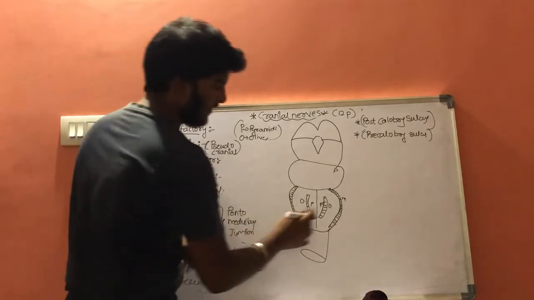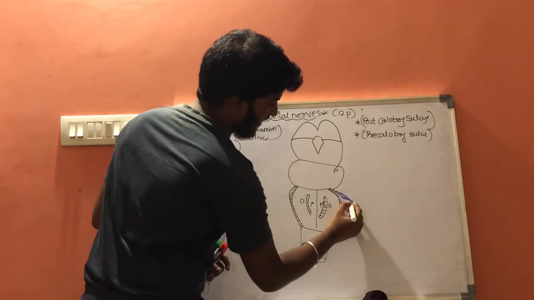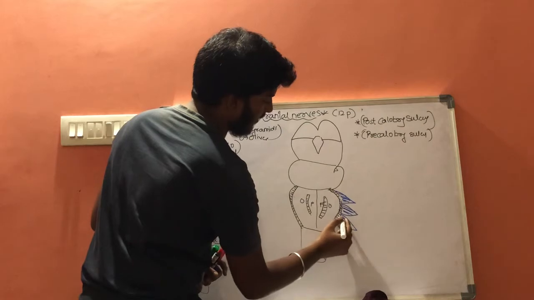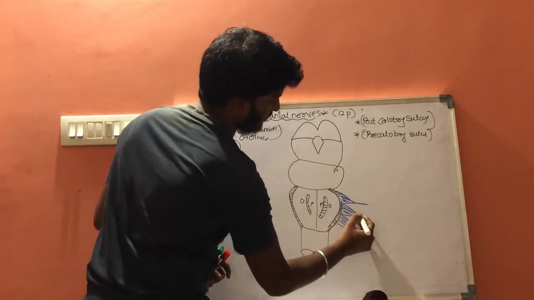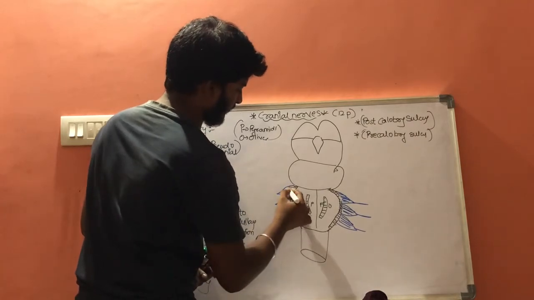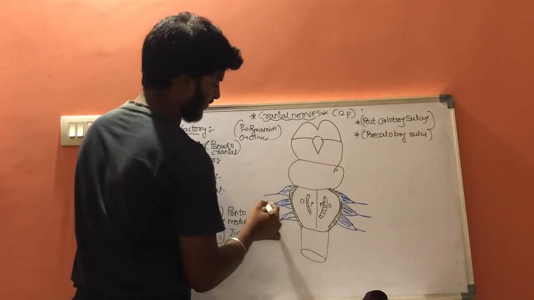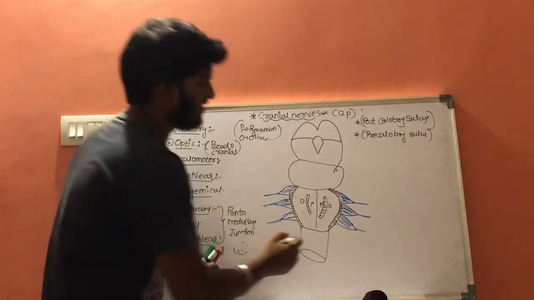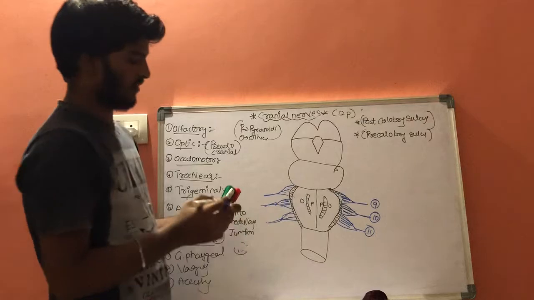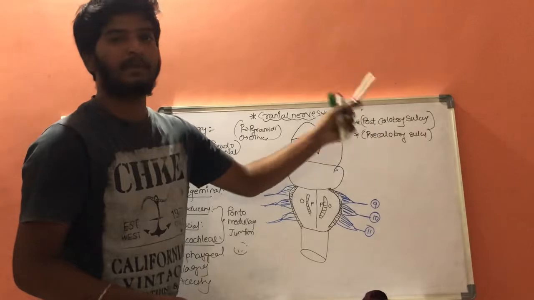Let us consider the ninth cranial nerve. This is the ninth cranial nerve, this is the 10th cranial nerve, and this is the 11th cranial nerve. In this way, these are produced from the post-olivary sulcus.